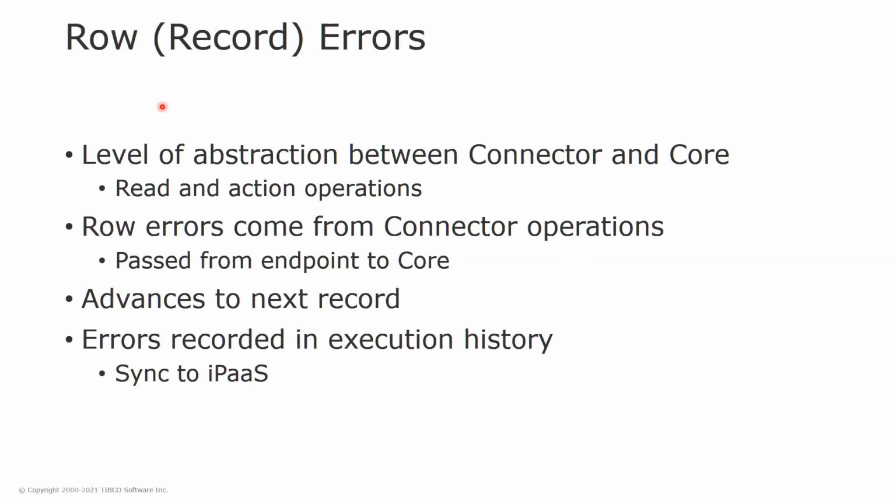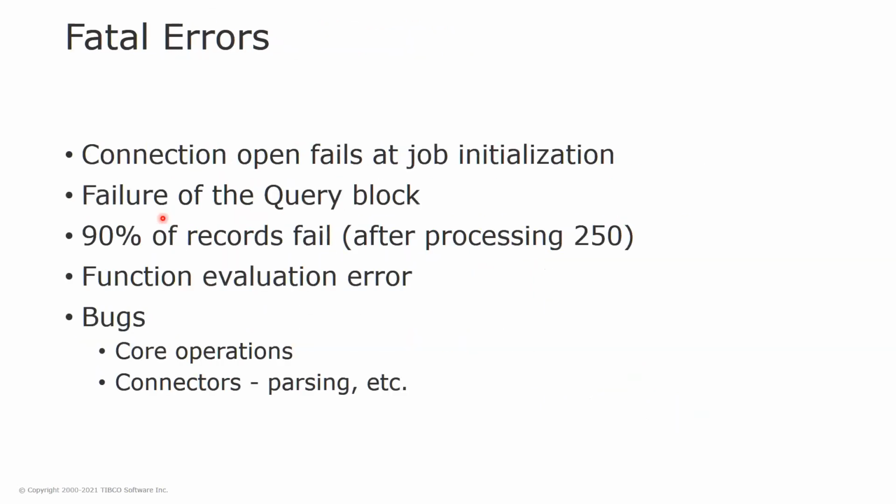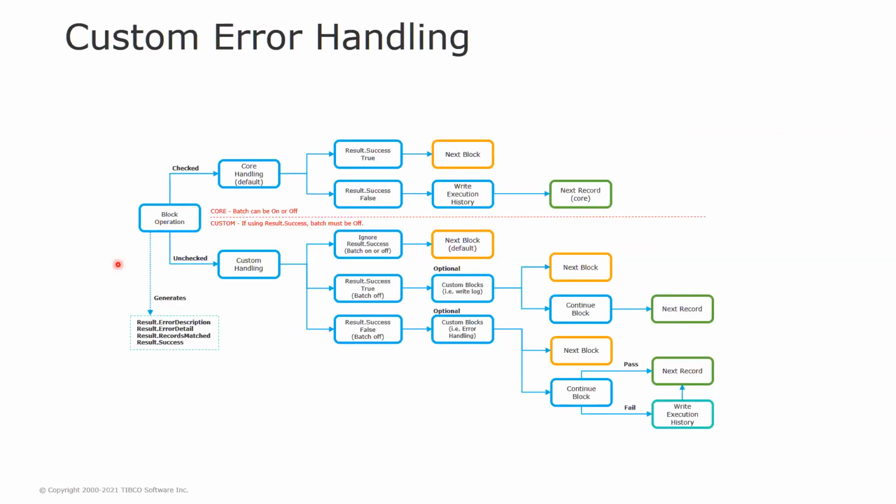All right. So let's spend a little time looking at this here. For every operation, and going back here, we can see each one of these is a block operation. So we'll just think about something like an upsert here. Every operation has an error handling tab, and there's two ways to manage it.